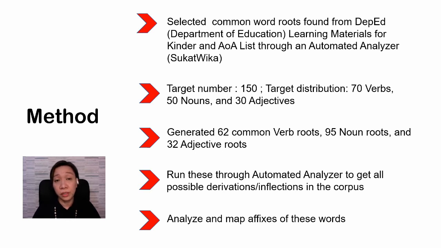Now, in order to meet the target distribution of words, we derived the 8 most frequently occurring verb roots from the sentence corpus to complete the 70 verb token target. For nouns, we analyzed and prioritized the most productive noun roots and came up with 12 productive noun roots from the corpus. Then we derived the remaining 38 most frequently occurring among the common nouns from the corpus. For adjectives, the most productive 30 adjectives were chosen. Now we run this through Sukatwika again to get all possible word derivations and inflections from the sentence corpus. Then finally, we conducted a morphological analysis by looking into the processes involved in the formation of these words and by mapping the affixes we found.